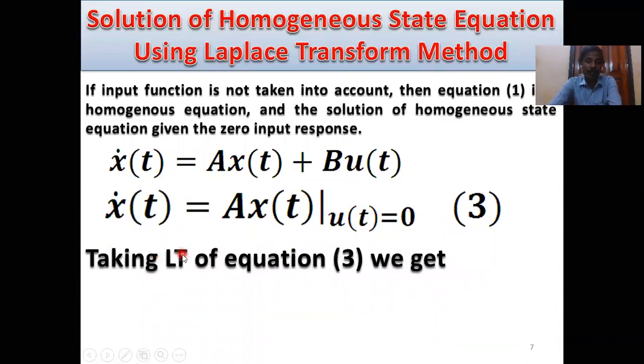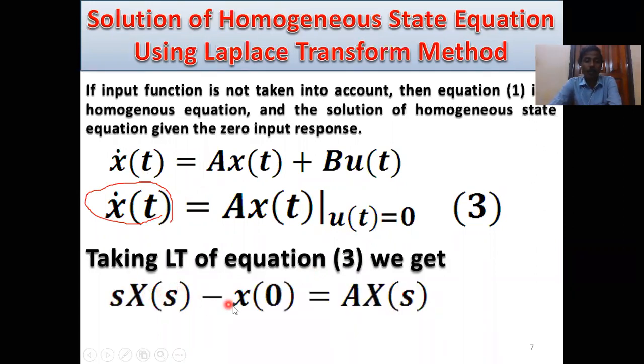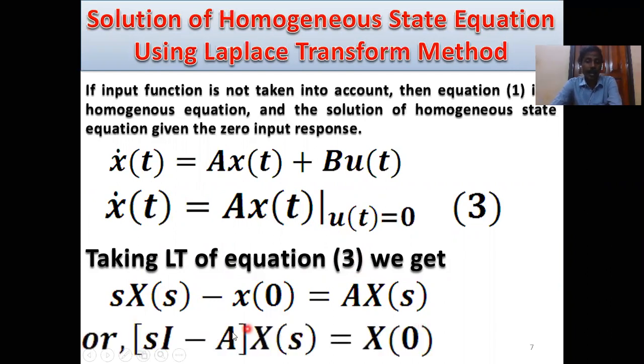Taking the Laplace transform of equation 3, for this first order differential equation, what is the Laplace transformation? This is s into X of s minus x of 0, and A into X of s. This is the A matrix and this is the x t function. Taking X of s common, then sI minus A whole inverse X of s equals x of 0.